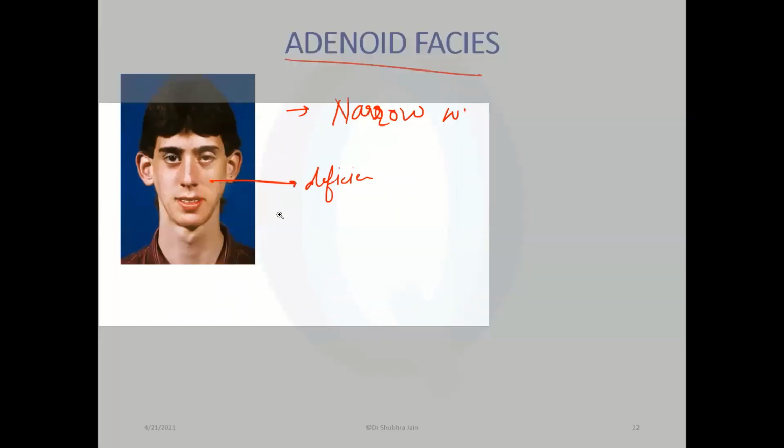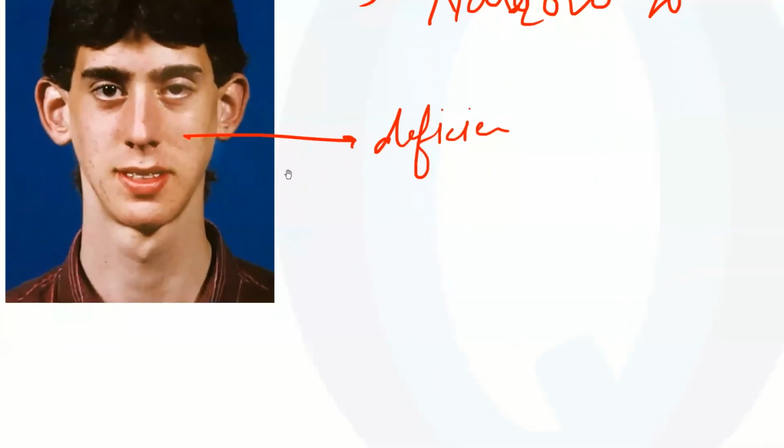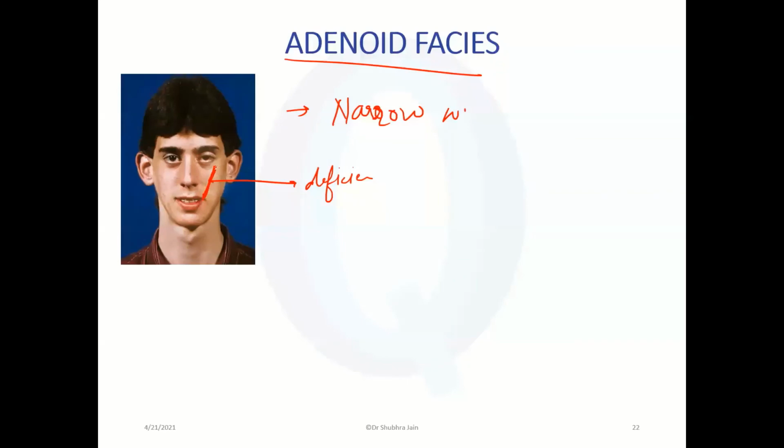So the mouth breathing habit must have started very early in life. So there is a deficient maxilla, this narrow width. Then the protruding teeth are there. Teeth are protruding. Then lips are incompetent. Okay, so these are all the features which are totally called adenoid facies.